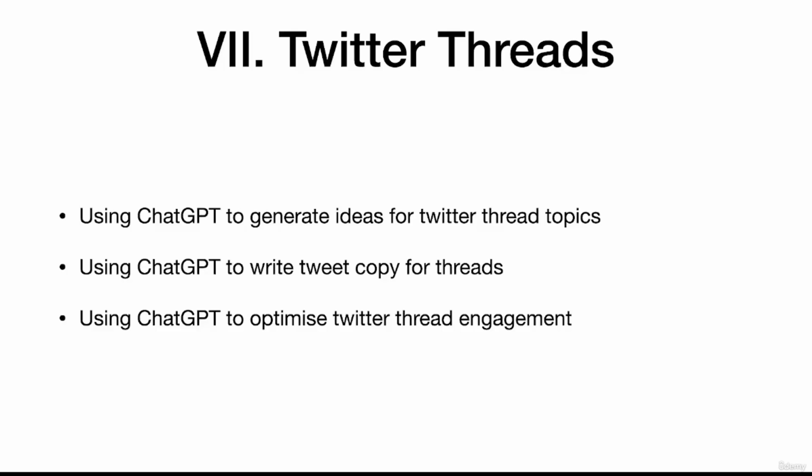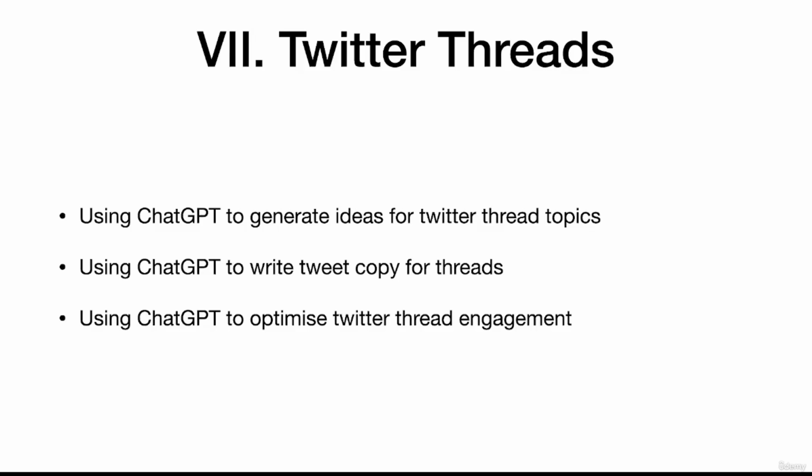First, we'll discuss using ChatGPT to generate ideas for Twitter thread topics. By inputting keywords or topics related to your industry, AI can help you come up with fresh and relevant ideas for threads that will engage your followers. Next, we'll look at using ChatGPT to write tweet copy for threads. The AI can help you create tweet copy that is clear, concise, and on brand, ensuring that your threads are easy to follow and compelling to read.